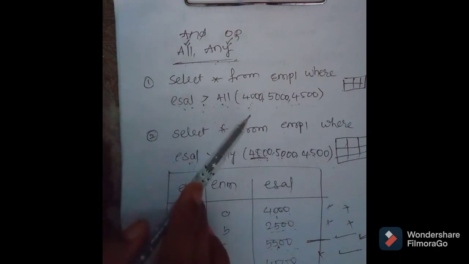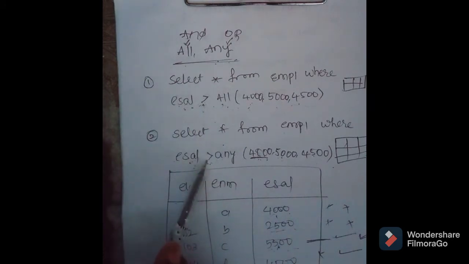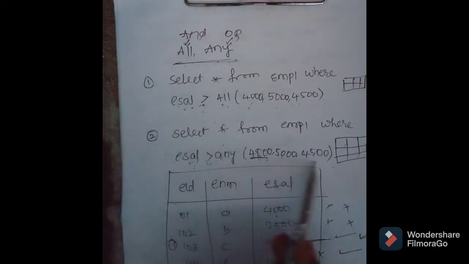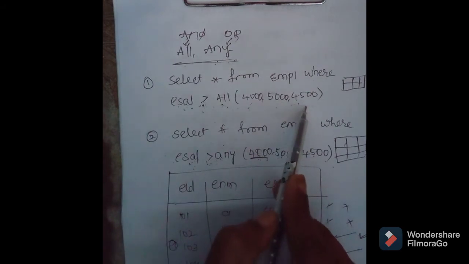All means all the values should be greater. Why? Because you are writing the greater than symbol here. If you say greater than any, it means any one of the values. All means all the values should satisfy the condition.